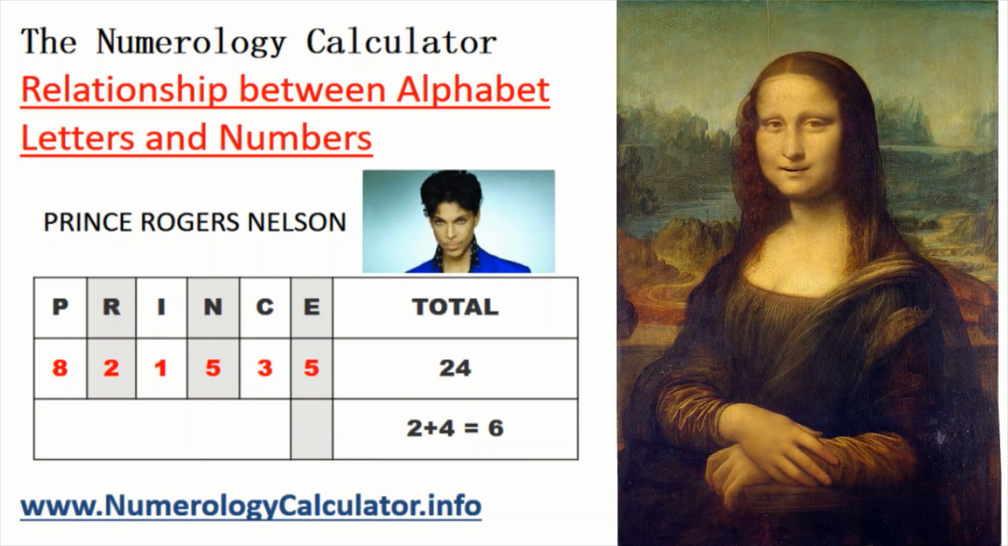Since that birth number cannot be altered, the name by which a person becomes popularly known should be carefully chosen, so that the name number vibrates harmoniously with his birth and other numbers. In case of people whose birth number is 4 or 8, it is better to choose a name which yields a 1, 3, or 6.